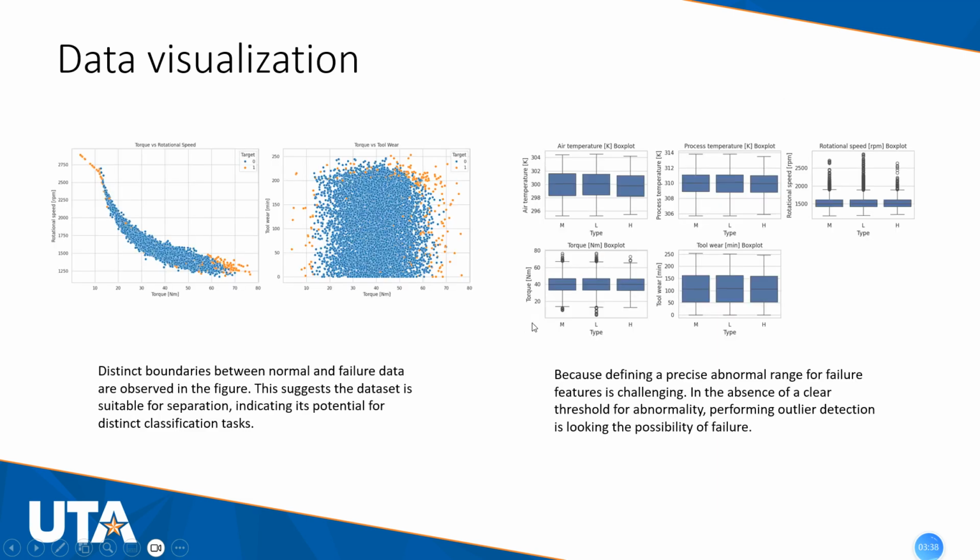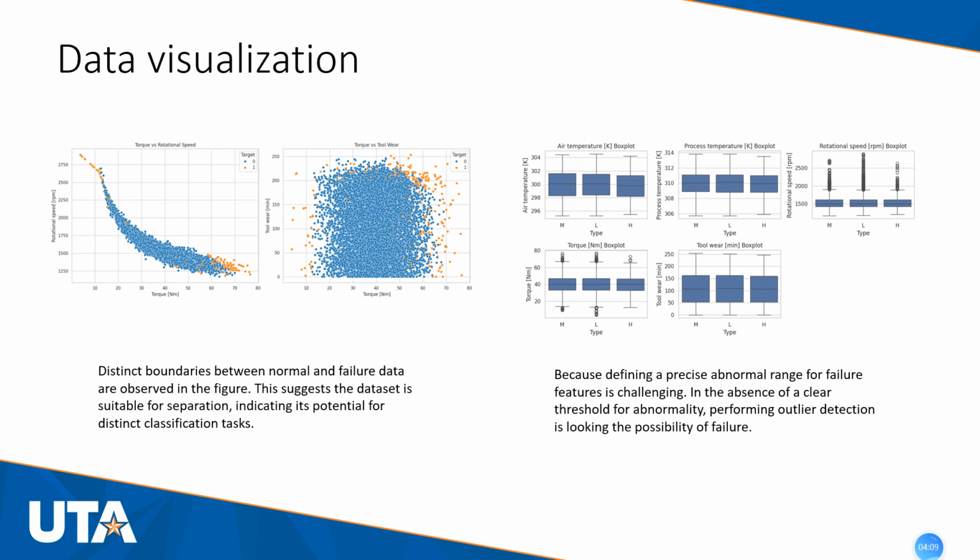Next, we want to see whether the data is suitable for setting a boundary or not. In this figure, the blue dots show that the target is 0, meaning the machine has not failed, and the red dots show 1, meaning machine failure. We can see a distinct boundary between the normal and failure data. This suggests that the data set is suitable for separation, indicating its potential use for machine learning.